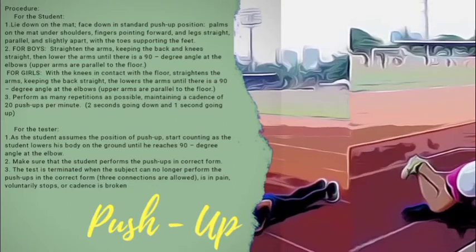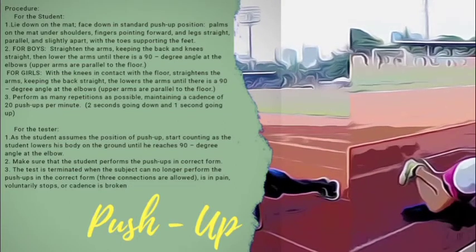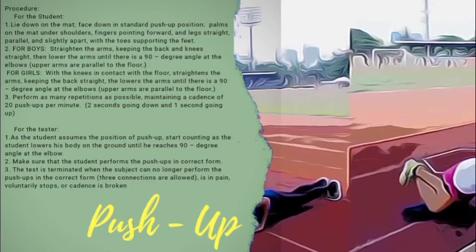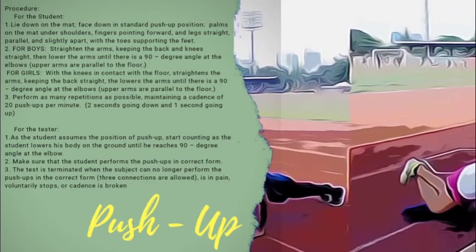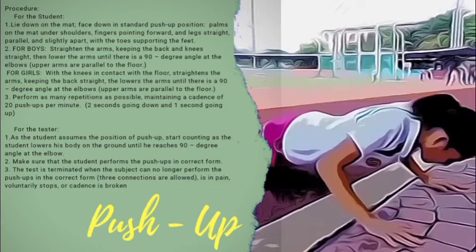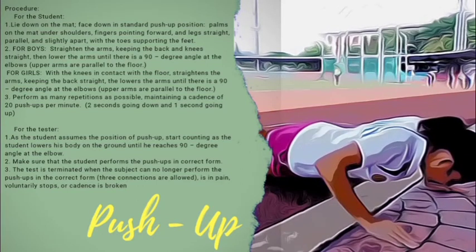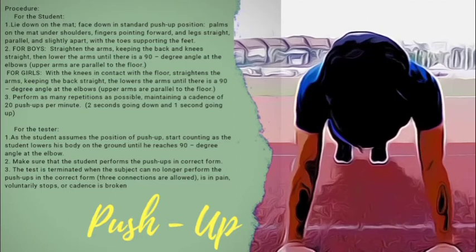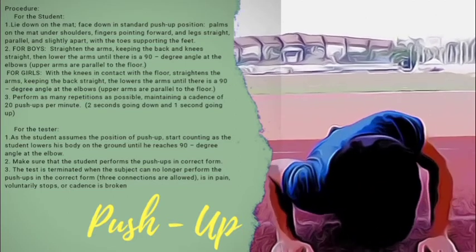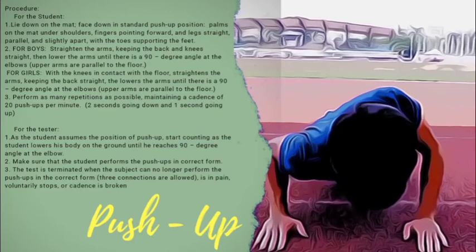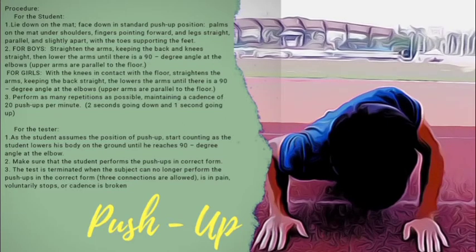For the partner, as the performer assumes the position of push-up, start counting as the performer lowers his or her body until he or she reaches a 90-degree angle at the elbow. Make sure that the performer executes the push-ups in the correct form. The test is terminated when the performer can no longer execute the push-ups in the correct form, is in pain, voluntarily stops, or cadence is broken. Scoring. Record the number of push-ups made.